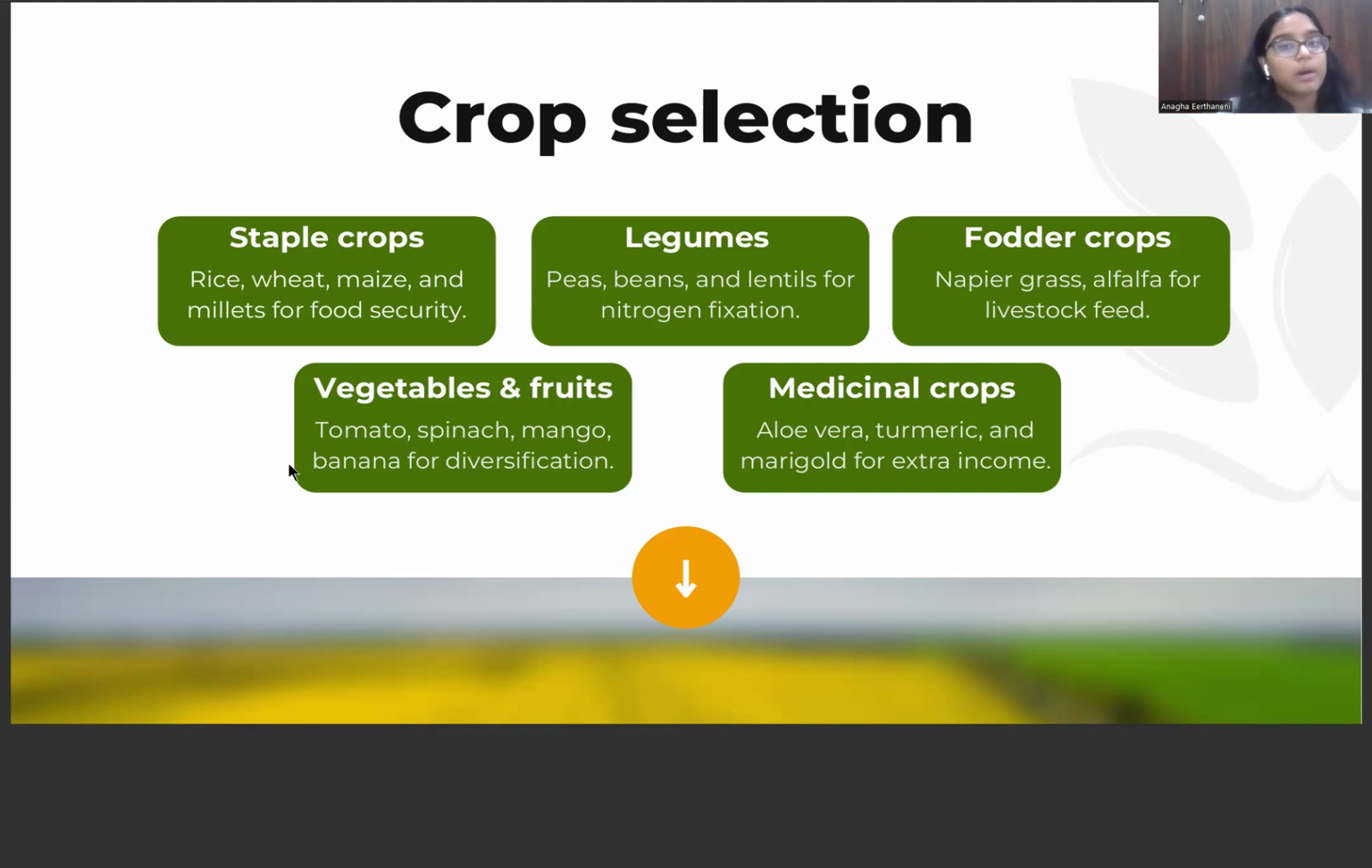And legumes, peas, beans, lentils for nitrogen fixation. And then you have fodder crops, napier grass, alfalfa for livestock feed, meaning grass for cows, goats, sheep, whatever we're feeding. And then we have vegetables and fruits, can be anything, tomato, mango, spinach, banana, that are important for diversification. And then we have medicinal crops, which are aloe vera, turmeric, marigold, which can be used for extra income, as many medicinal crops are pretty expensive as they take a lot of time to grow.